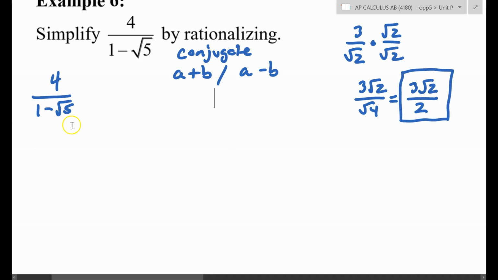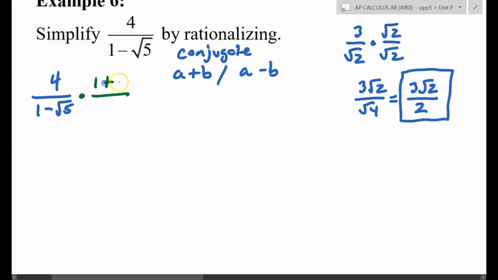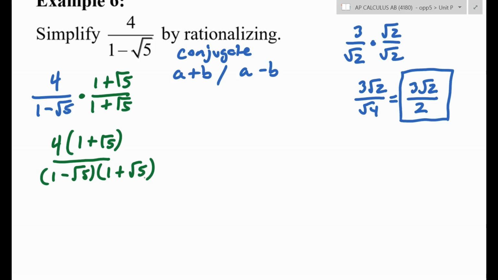So I have 1 minus radical 5. I want to get rid of the radical, so what I'm going to do is multiply the top and the bottom by 1 plus radical 5. Just change the sign. So my numerator, Michael, to multiply fractions, it's just going to be 4 times 1 plus radical 5. And the denominator is going to be 1 minus radical 5 times 1 plus radical 5. How do I multiply the bottom? What's that called? FOIL. If you've had me before, you know that I don't like FOIL. I like tic-tac-toe.